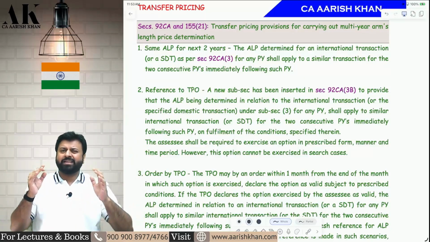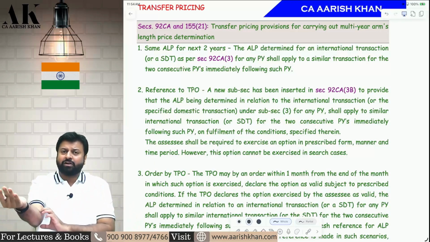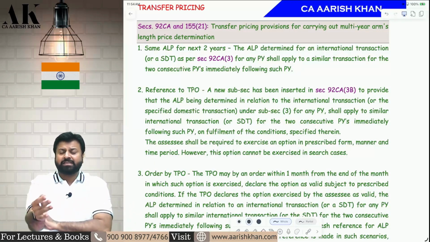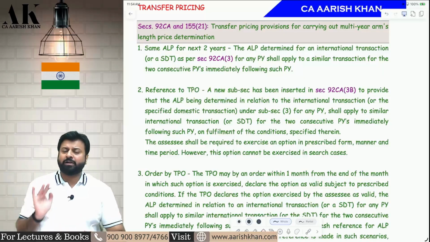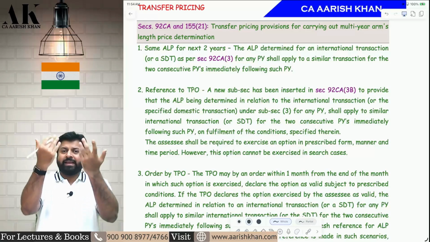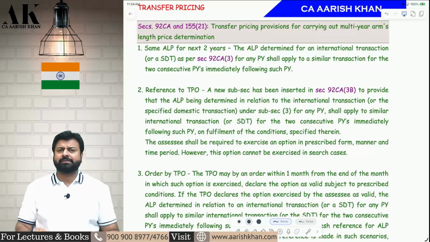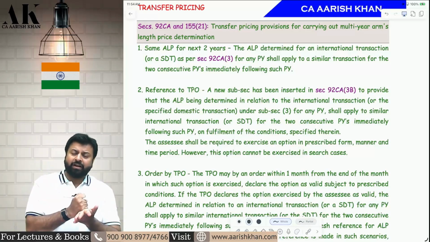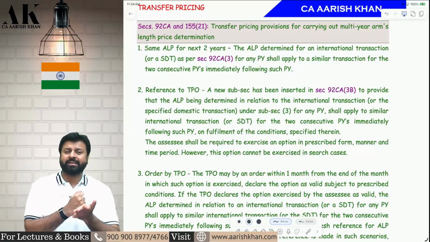Now if you feel that it is correct, you can tell the assessing officer from next year onwards: please, for the next 2 years also apply this particular TPO's order. Don't refer for the next 2 years. For the next 2 years also apply this same price for royalty. I am happy with this price. So that will reduce the litigation. That will reduce unnecessary references to the TPO again and again in multiple years.